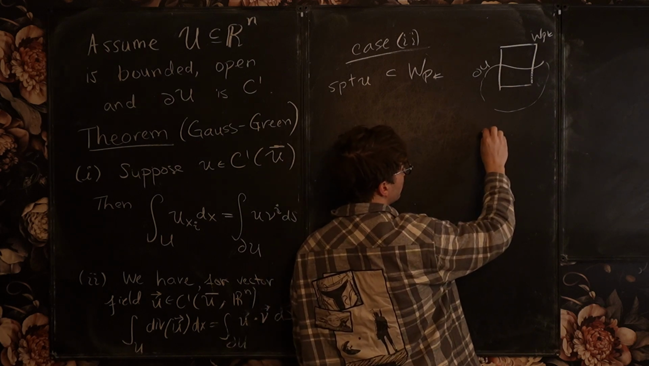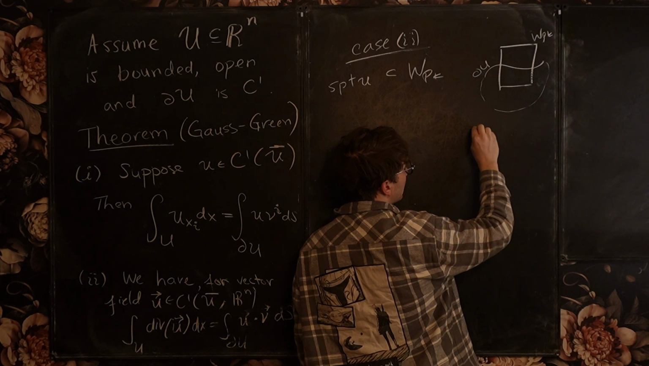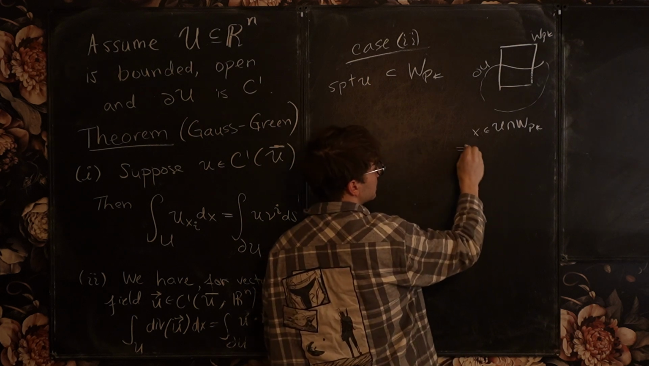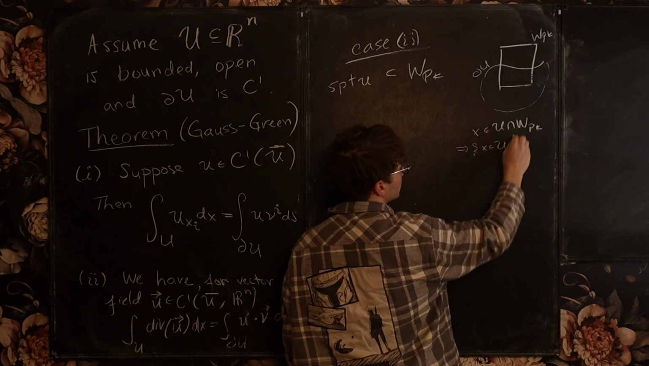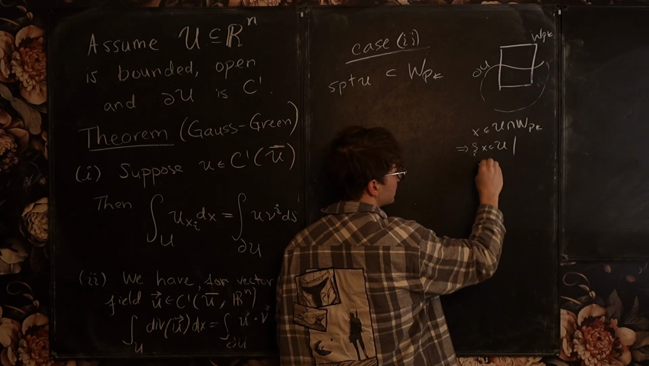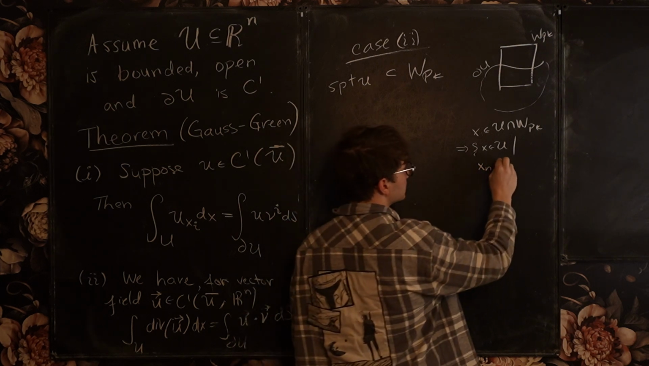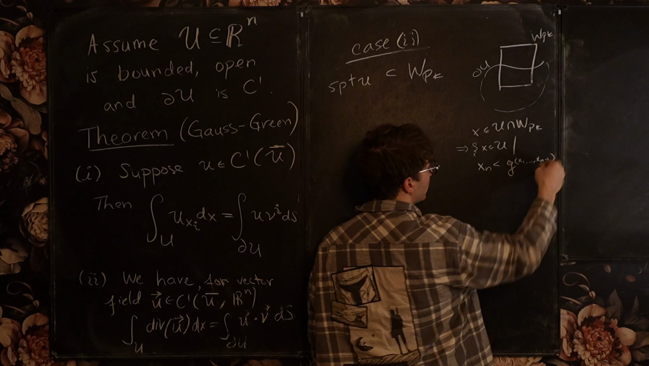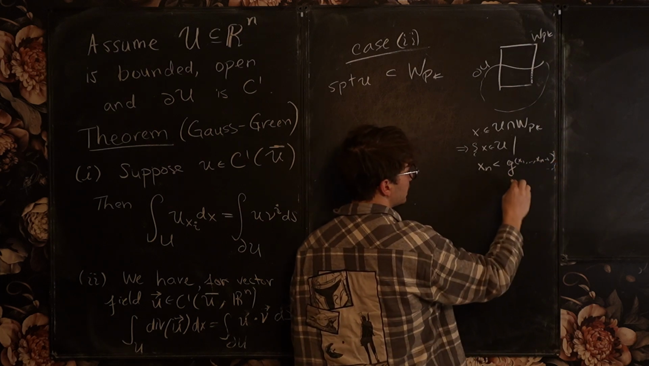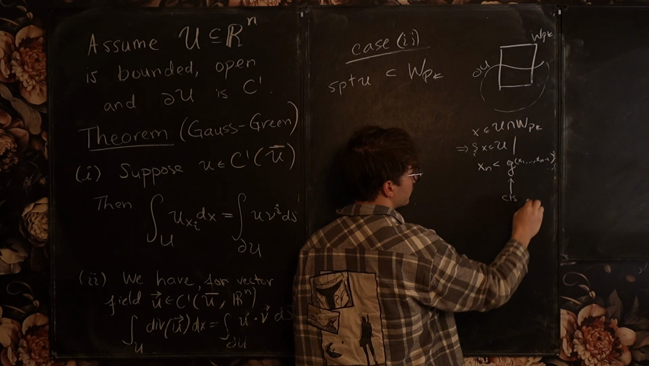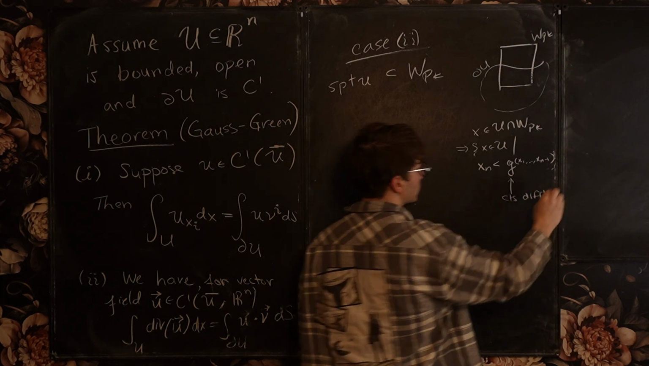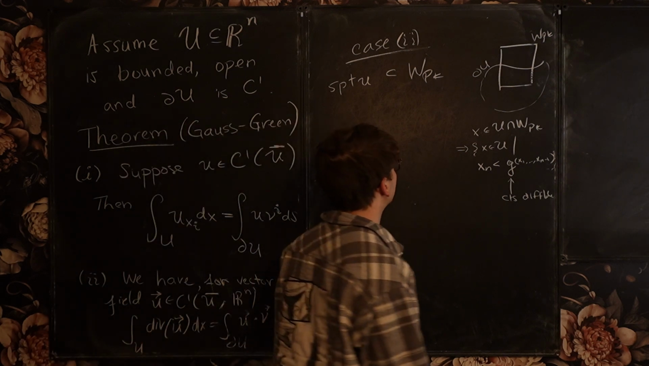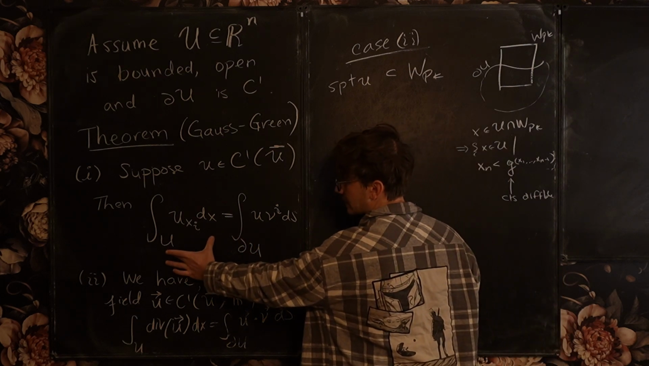So x is in U intersect W_{p,k} tells me this is all the set of x in U such that the nth coordinate x_n is less than some function g of x_1 through x_(n-1), where g is continuously differentiable. And so we're going to use this definition to compute this integral on the left-hand side here.